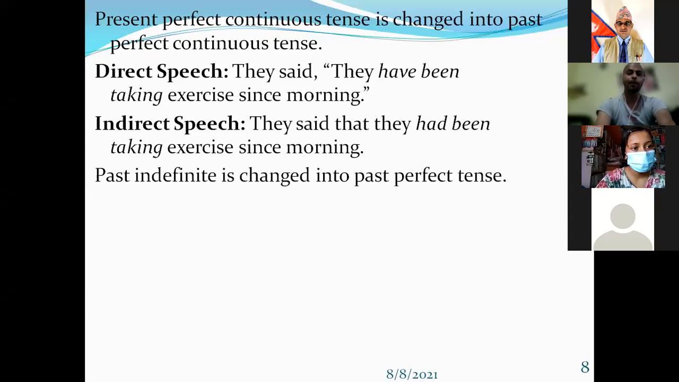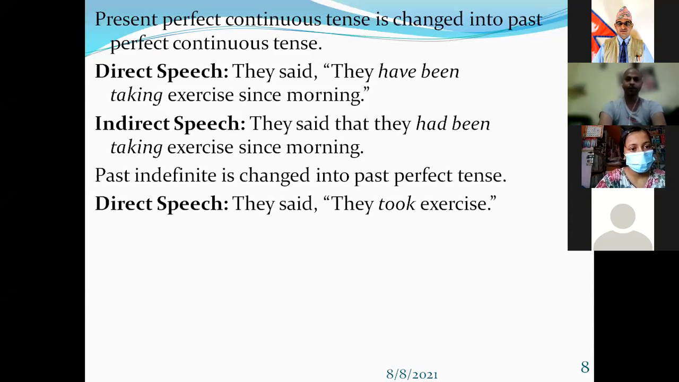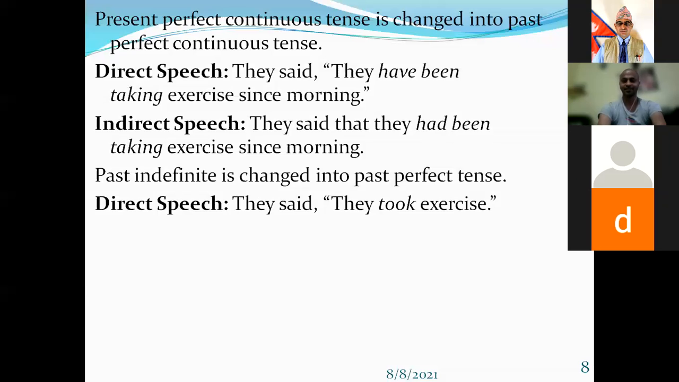Past indefinite or simple past is changed into past perfect. Here is your question. They said they had taken exercise. They said that they had exercise. This time I have deleted the adverb "every day" there.